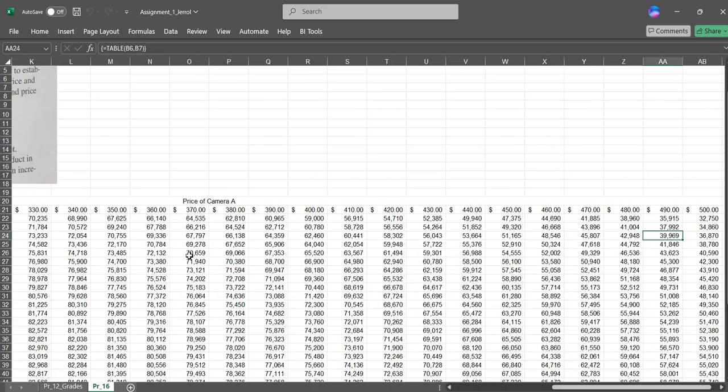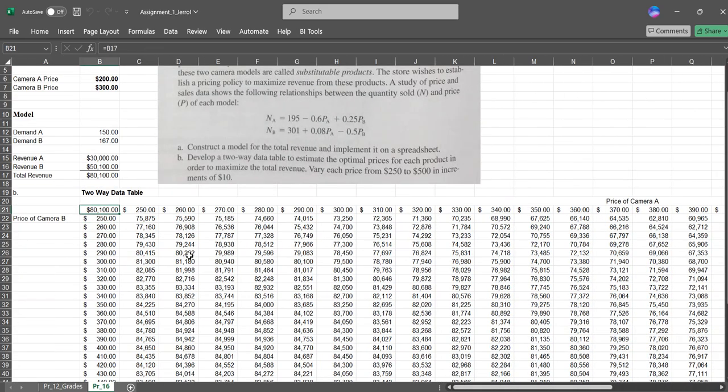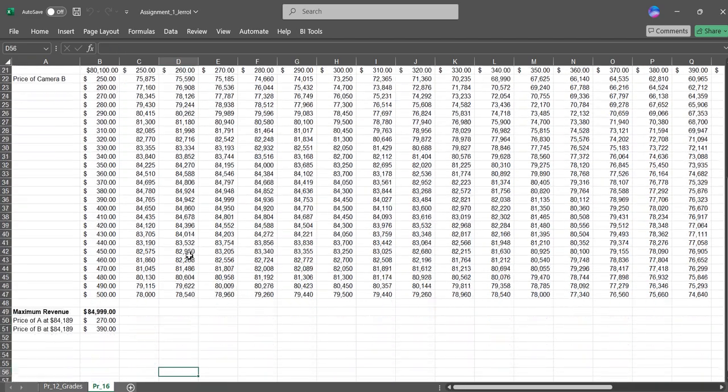What is this table showing? This table is showing that if the price of camera A is 250 and the price of camera B is also 250, the revenue will be 75875. At the price of 260 for camera A and 260 for camera B, the revenue will be this. We need to determine the point where we have the maximum revenue.